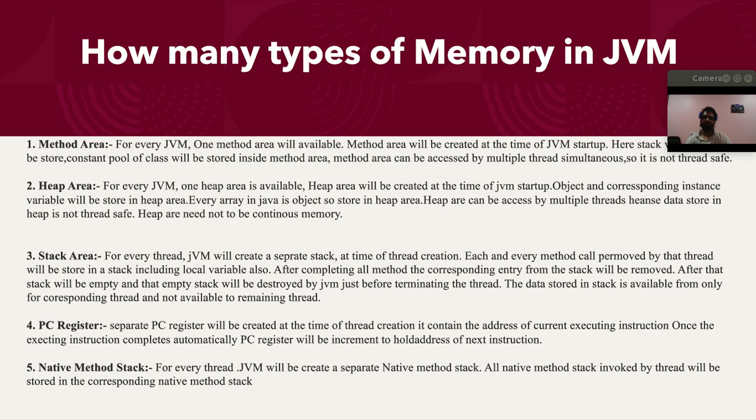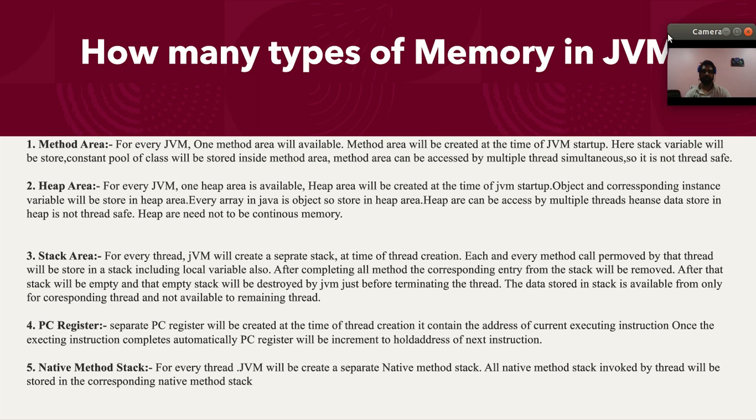So first is the method area. Let's discuss the method area. For every JVM, one method area will be created by the JVM. The method area will be created at the time of JVM startup. So when we start the JVM, it will create one method area. Here the static variables will be stored, and the constant pool of a class will be stored inside the method area.